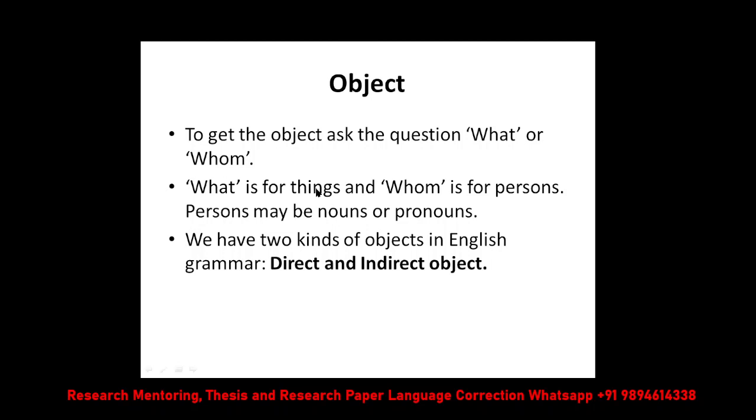What is for things, whom is for persons. You should ask the question what for things, only whom is for persons. Persons, as I already told you, may be a noun or pronoun. And we have two kinds of objects in English grammar: one is direct object, another one is indirect object. Please kindly remember what is for things, whom is for persons, because it is going to help you later to understand the object clearly.